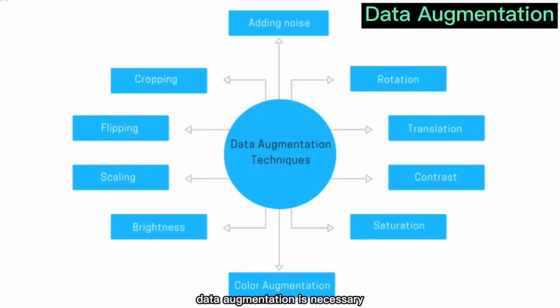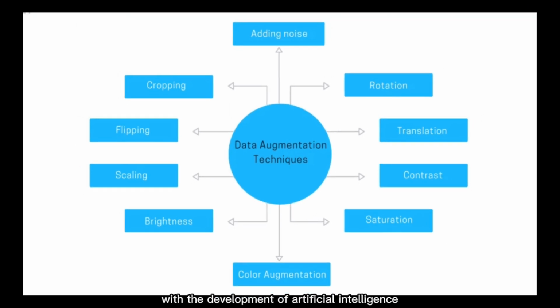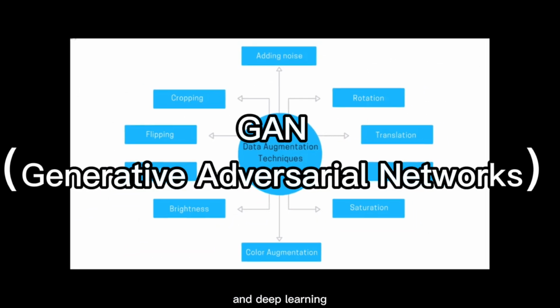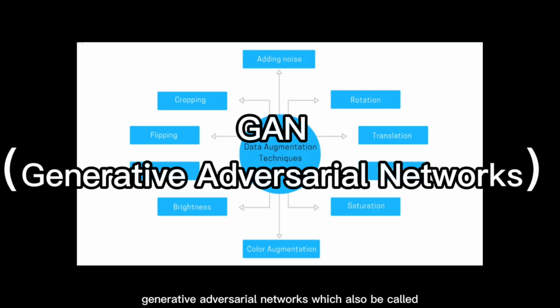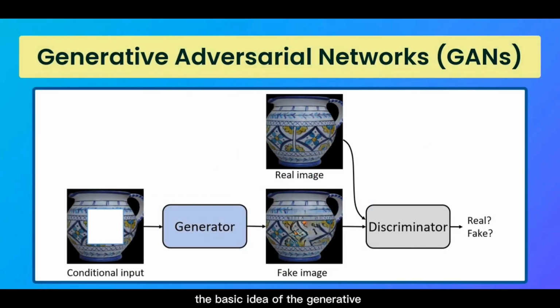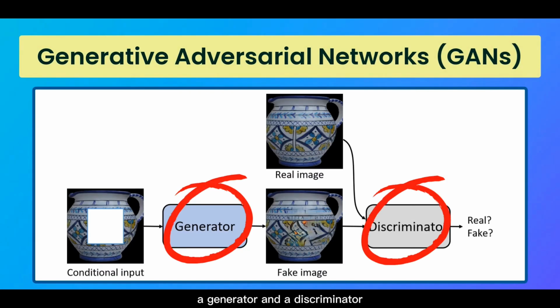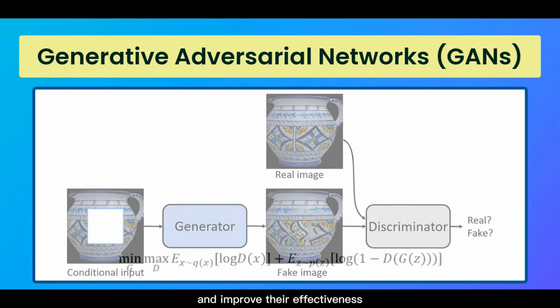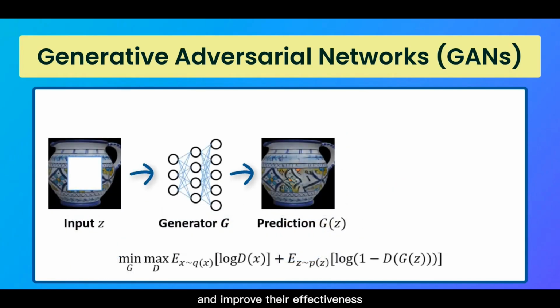is necessary. There are many existing data augmentation methods, among which, with the development of artificial intelligence and deep learning, generative adversarial networks, which can also be called GAN, have shown excellent performance. The basic idea of generative adversarial networks is to train two neural nets, a generator and a discriminator, to compete with each other and improve their effectiveness.